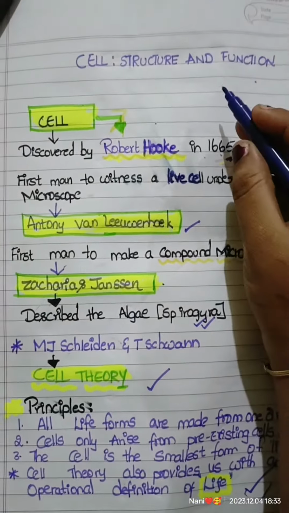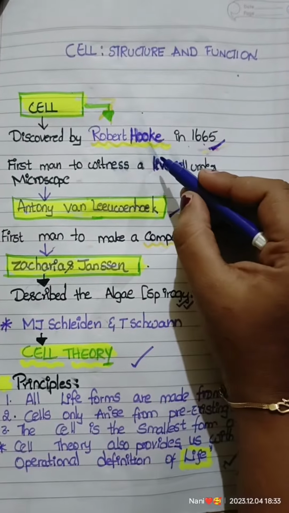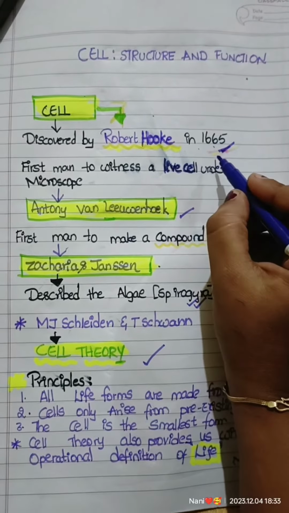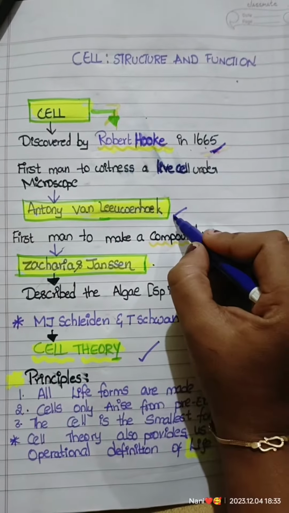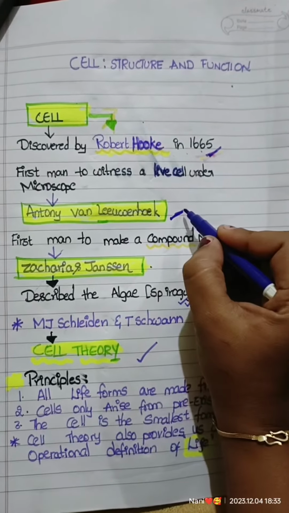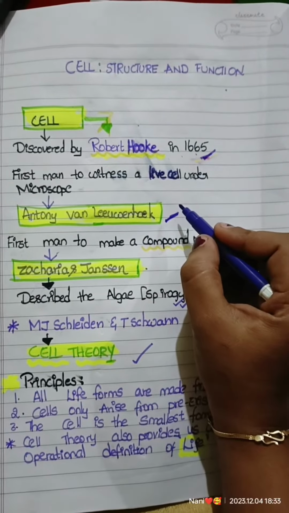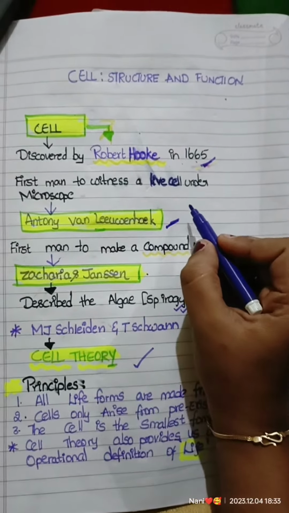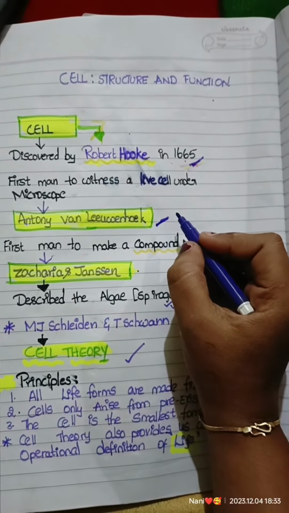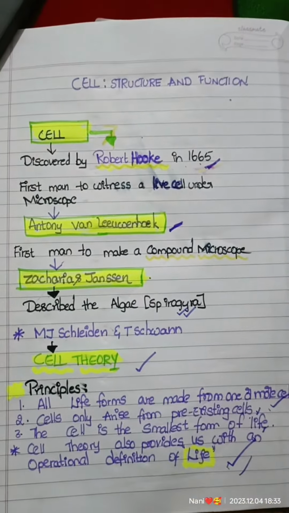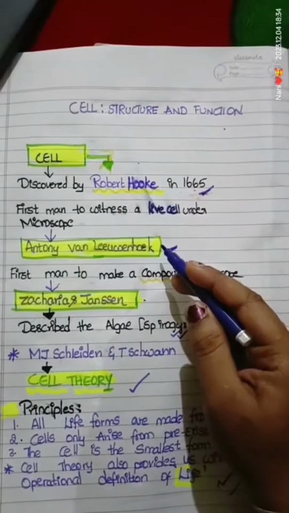So here I'm explaining about the cell structure and some theories. The cell was discovered by Robert Hooke in the year 1665, and then Antony van Leeuwenhoek was the first person who discovered microorganisms, and he observed the live cell under the microscope. He was the person who called them animalcules, which means he named microorganisms as animalcules.